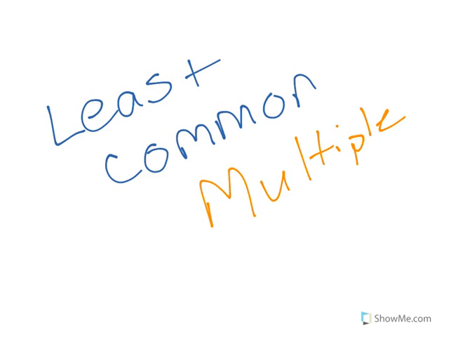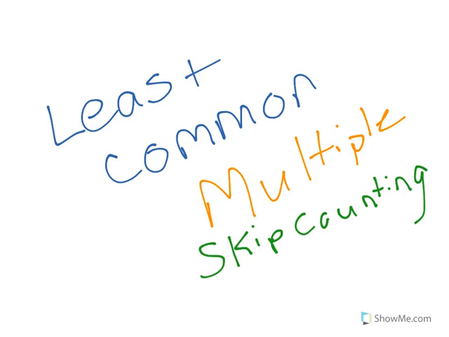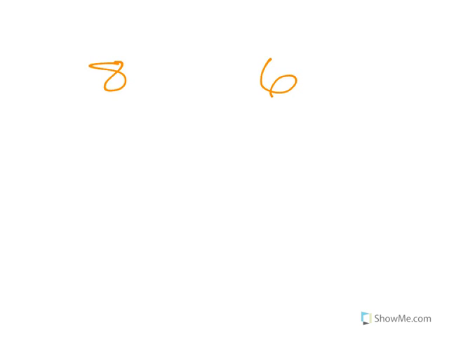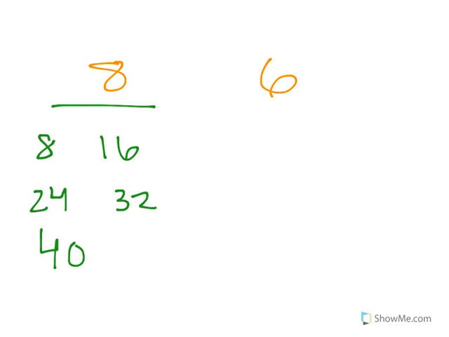Now, the least common multiple. Remember that multiple refers to skip counting. So we are going to be looking for the least or the smallest common way to skip count between two numbers. So let's say we have 8 and 6. I'm going to skip count by 8. I know that I have 8, 16, 24, 32, and 40. I'm going to stop there.